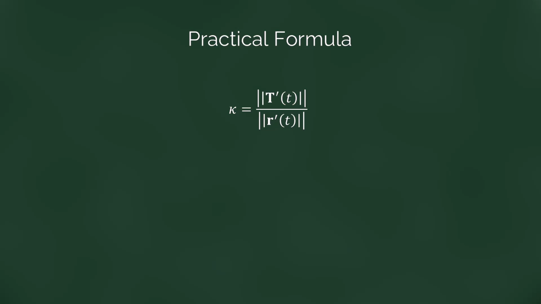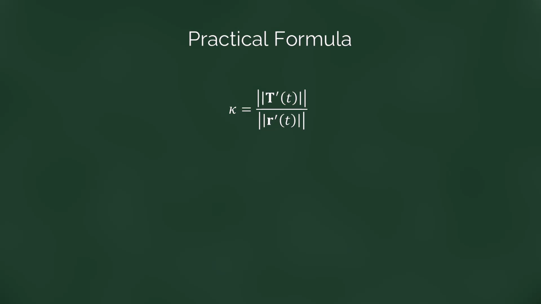It can be tricky sometimes to reparameterize a function that isn't parameterized by its arc length. So instead we have this occasionally more practical formula: kappa equals the magnitude of the derivative of the tangent vector with respect to t, divided by the velocity, or the magnitude of the derivative of r with respect to t. Let's see how these two formulas are related to one another.